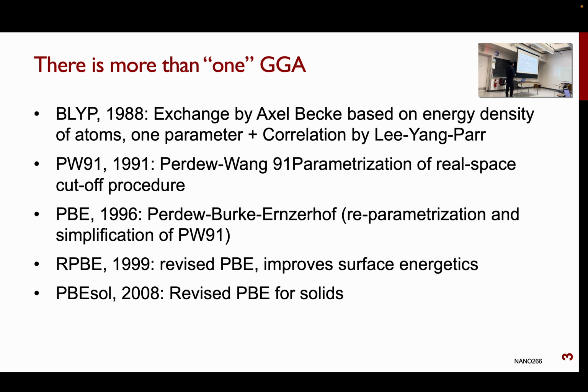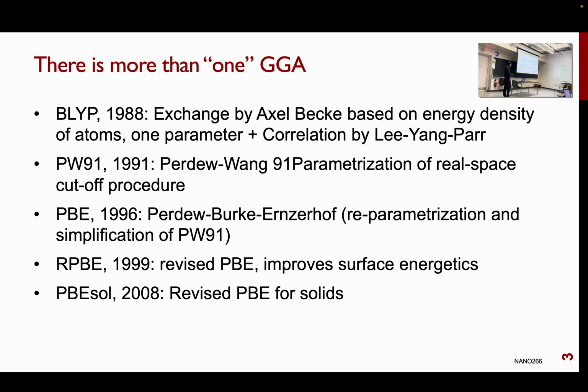Okay, and so PW91 is still quite commonly used today, but by far the most popular GGA that is used in most works out there that you see today is what is called the PBE functional, and the PBE is basically just the initials of the three scientists who developed this functional, Perdew, Burke, and Ernzerhof, and this was developed in 1996, and is essentially just a reparameterization and simplification of the PW91 functional, okay? Now, this is still very widely used today, okay? There have been further improvements on the PBE, okay?